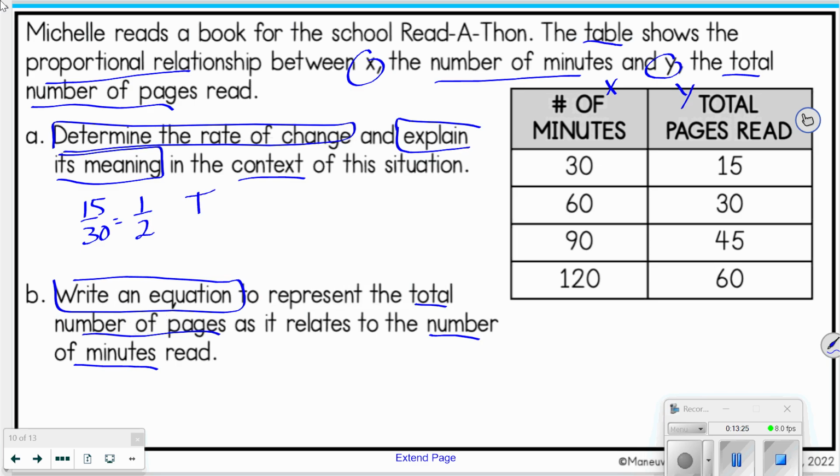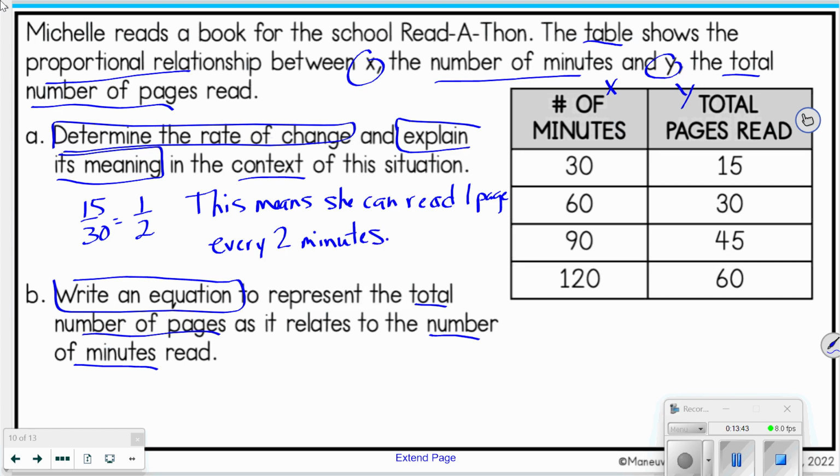This means she can read 1 page every 2 minutes. Or it takes her 2 minutes per page to read it.